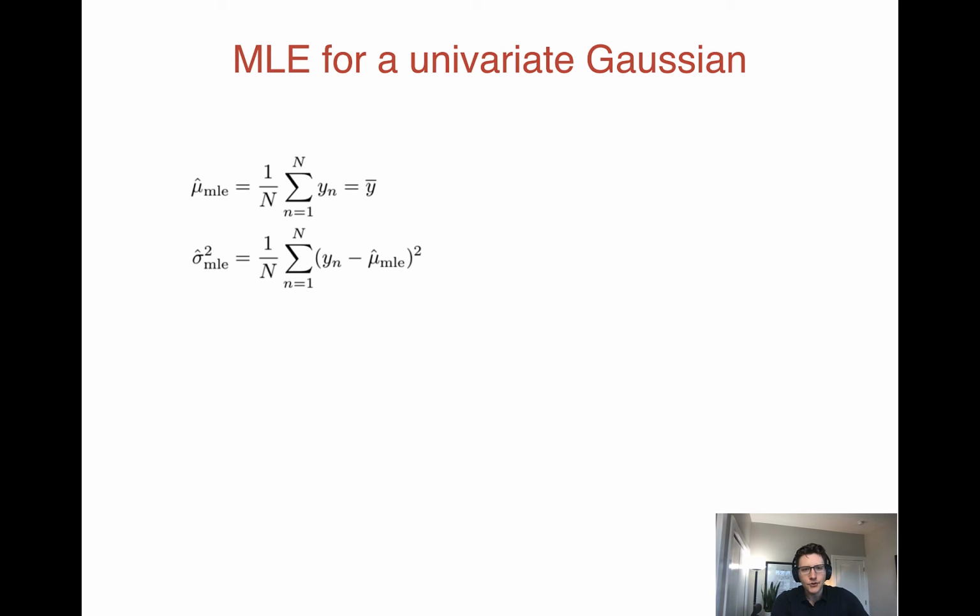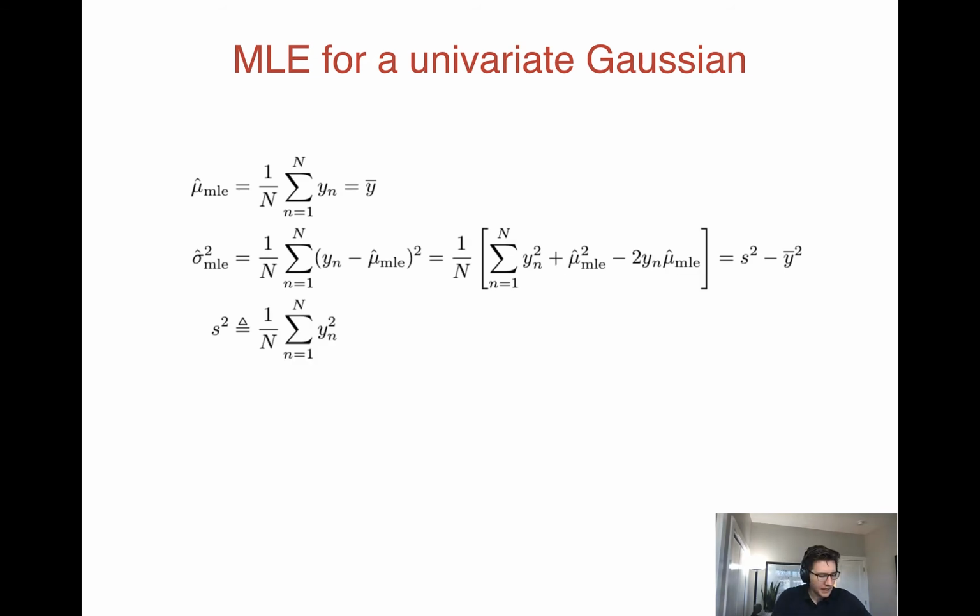So if you do that derivation, you get a pretty intuitive result. For the mean, you get just the average of the data points, sum from 1 to n of yn, where yn is our observation, divided by n, that's just the mean of our observed data points. Our variance is just the average sum of squares of the difference of our observed data to the mean.